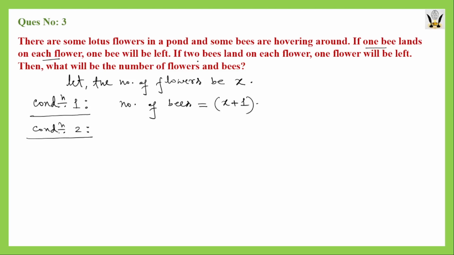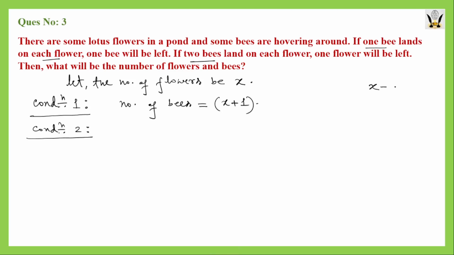It is given that if two bees land on each flower, then one flower will be left. So that means in that case, when two bees land on each flower, one flower will be left. So that flower is extra. So if we subtract that flower, meaning 1, from the total number of flowers, what is the total number of flowers? The total number of flowers is x.